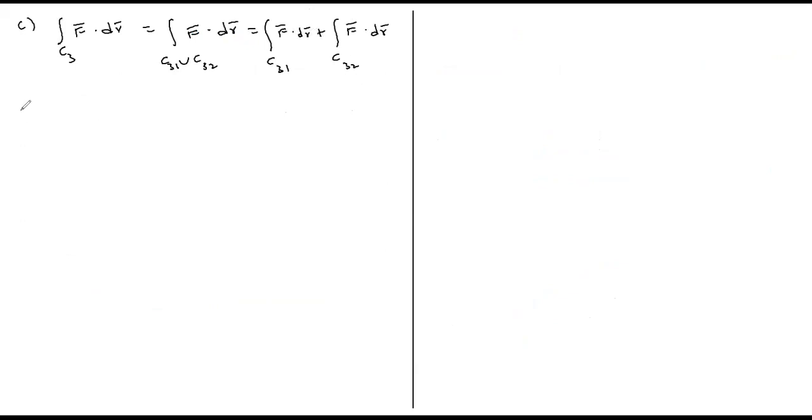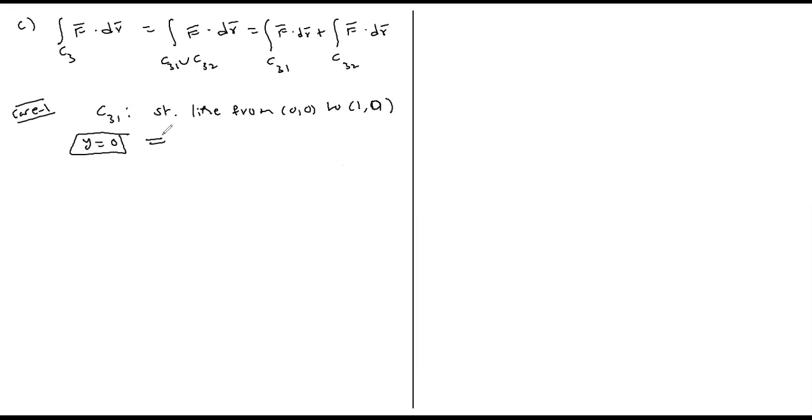Okay, so case 1 is what? Case 1, along C31. What is C31? Straight line from 0, 0 to 1, 0. But what is the straight line equation from 0, 0 to 1, 0? y equal to 0, because it is a part of the x-axis.